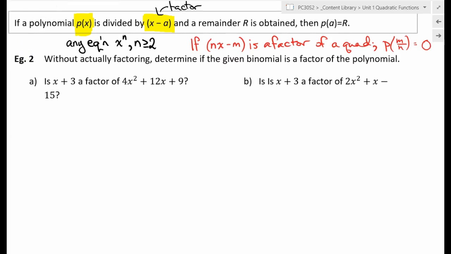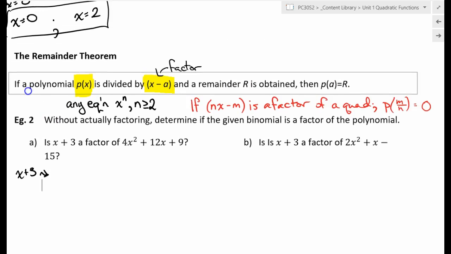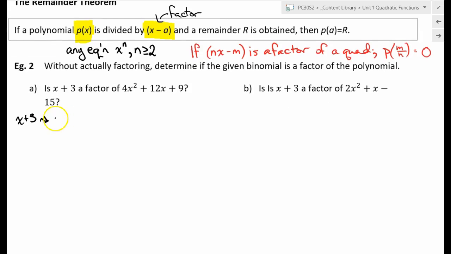So in this case, example A, x plus 3, that means that we're going to be plugging in the opposite sign. So that x value, in this case, x would be -3. Okay, so I'm going to plug it in. Let's see, does it work? Minus 15 is supposed to be over here. Okay, so I'm going to plug this value in.